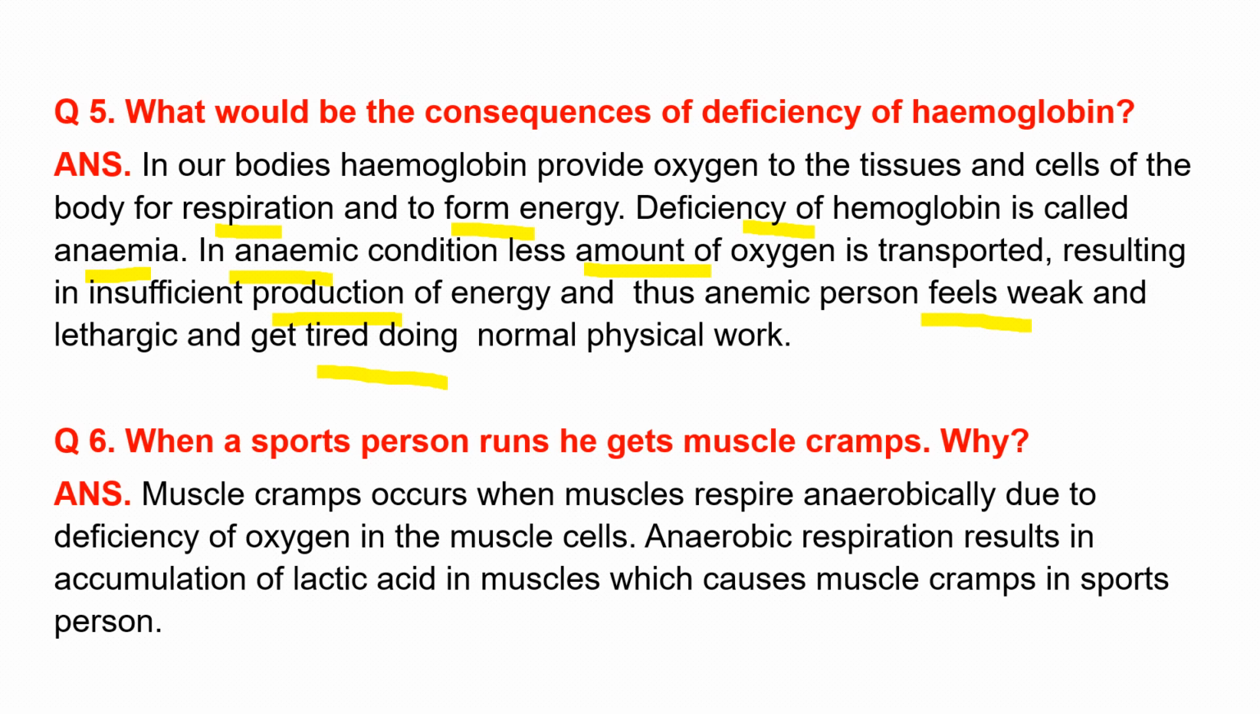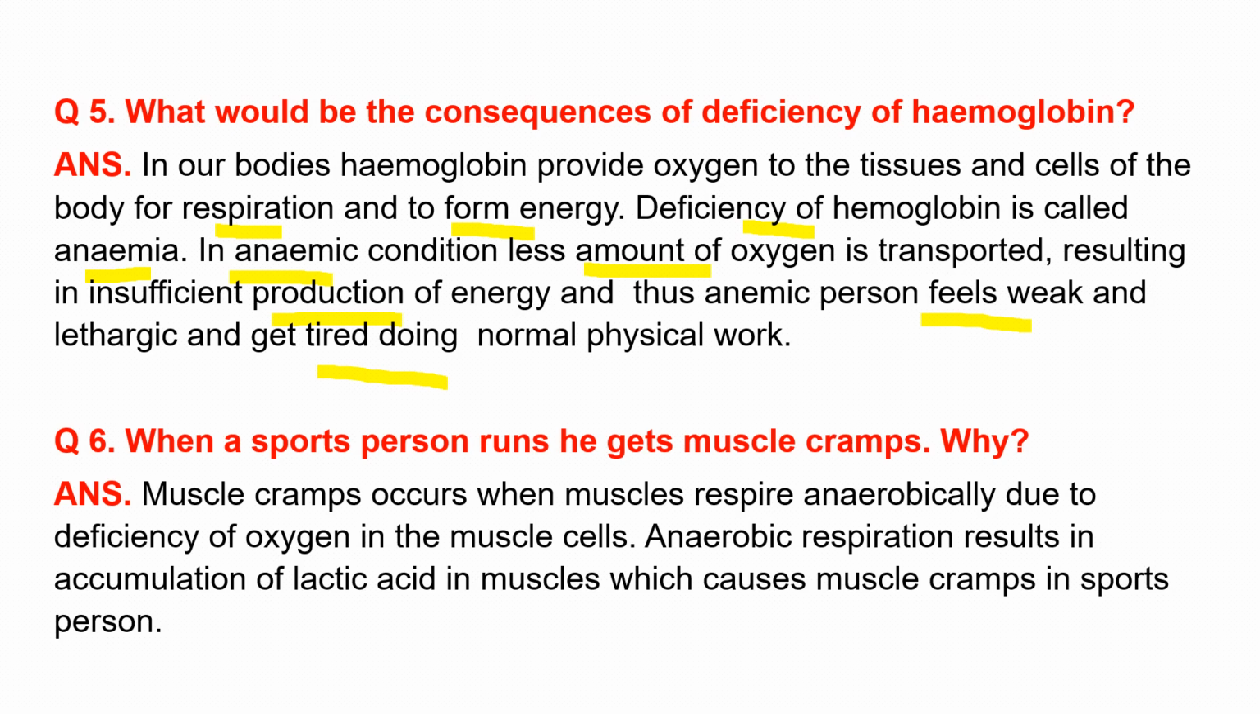So what would happen if deficiency of hemoglobin is there? First, less energy will be formed, and due to that less energy, the anemic person feels weak and lethargic and gets tired doing even a normal physical work. That's why it is recommended that a person should have a good level of hemoglobin, because hemoglobin is responsible for transportation of oxygen, and if oxygen is transported properly in the body, then a sufficient amount will be found in the body for various metabolic activities.